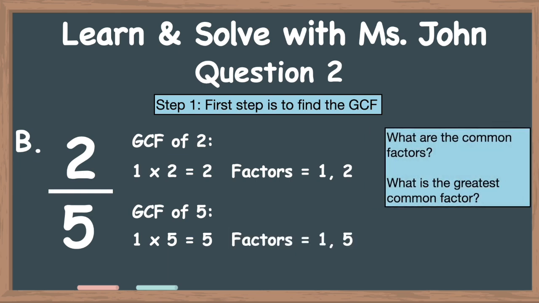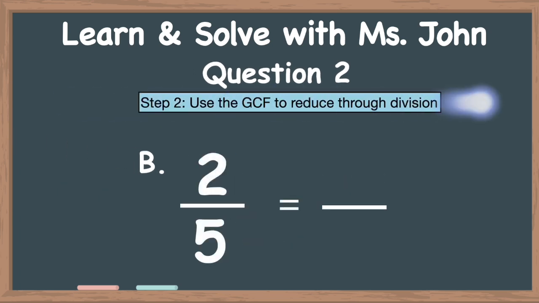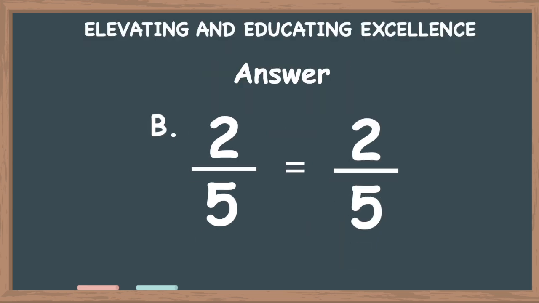So now we're going to look at what are the common factors. For both 2 and 5, the common factor is 1. And then now we have to say what is the greatest common factor, and the highest common factor is still 1. So now we're going to do step number 2, which is use the GCF to reduce through division. The GCF for 2 and 5 is 1. So we're going to divide both the top and bottom by 1. So 2 divided by 1 equals 2, and 5 divided by 1 equals 5. So the answer is the same.